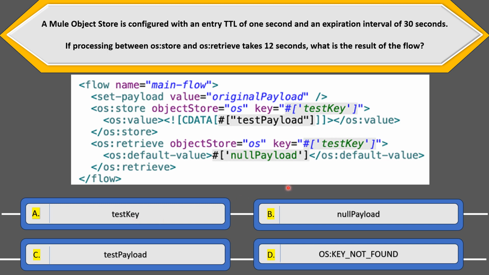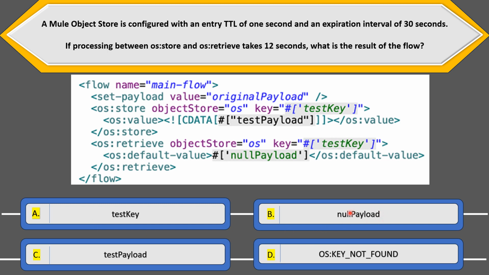Now one thing is clear, that when we execute this retrieve activity with passing the value as test key, there are only two possibilities, right? Either the value exists in object store or it doesn't exist. In case it doesn't exist, then this default value null payload would be returned. And if it exists, then it will return the value as test payload. So in any of the cases, we are never going to get this test key as a result of this retrieve activity, which means we can straight away discard this option.